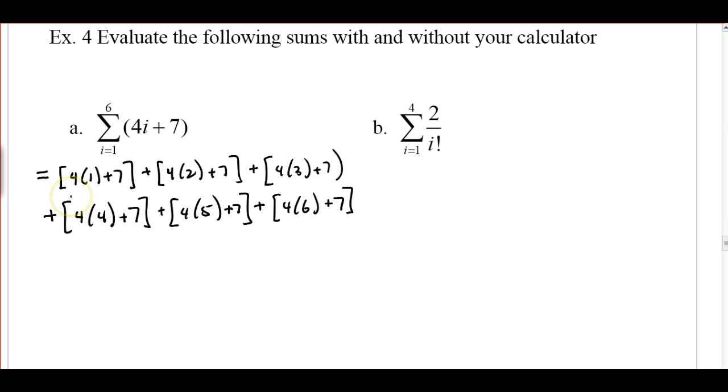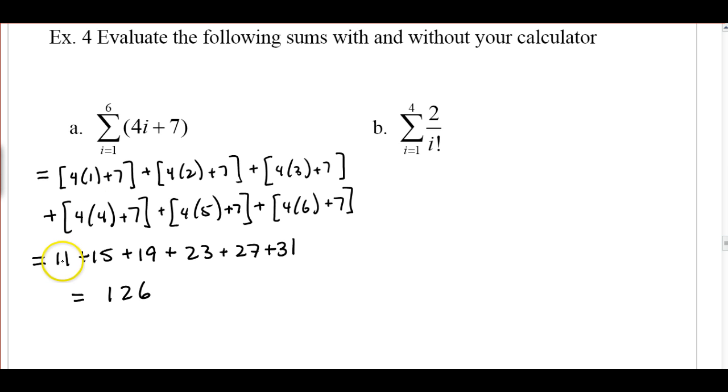Okay, so if we simplify each of these quantities, we're going to get 11 plus 15 plus 19 plus 23 plus 27 plus 31 for a total of 126. So this is the sum of the first 6 numbers in the sequence that's generated by 4i plus 7. It would be 126. Alright, let's take a look at part B.